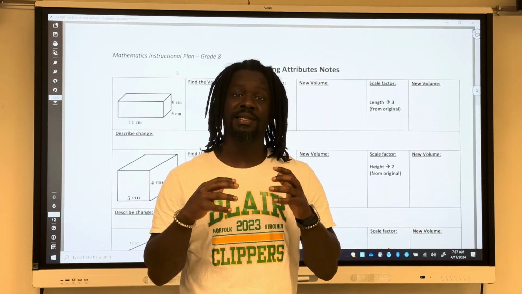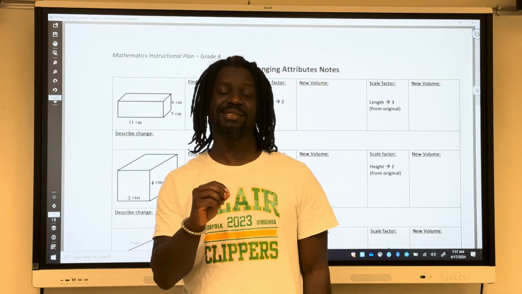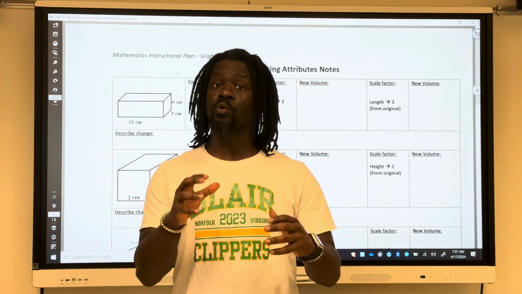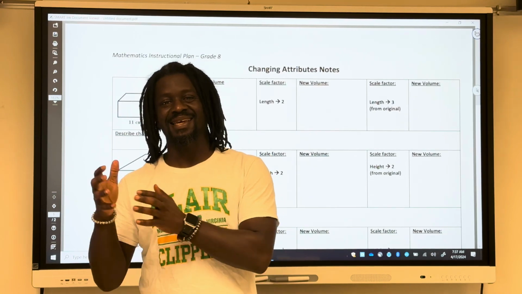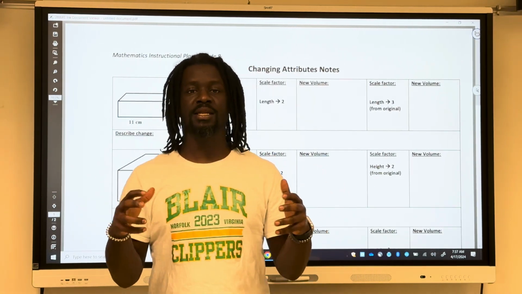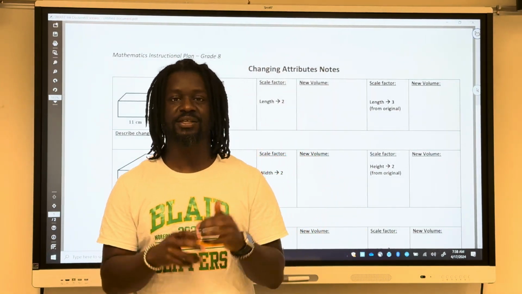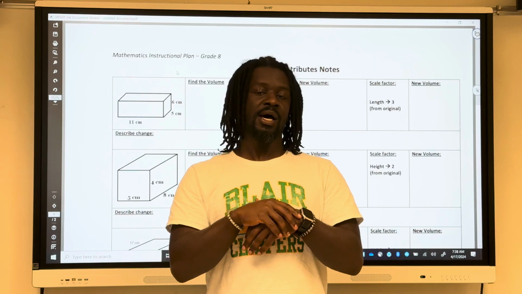We are going to be looking at the volume and surface area of rectangular prisms today. And we're also going to be taking it a step further, and we're going to see what will happen if we end up changing one of the dimensions, okay? And so we're going to jump right in.